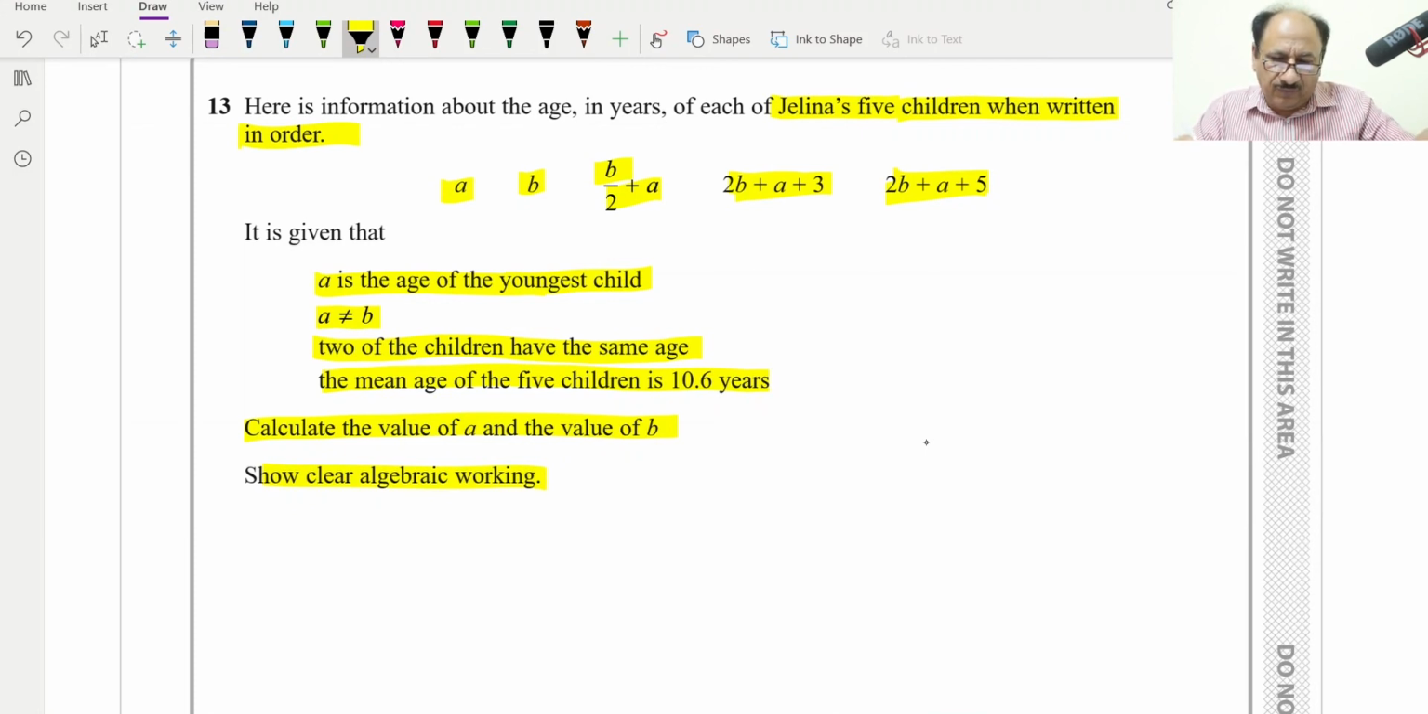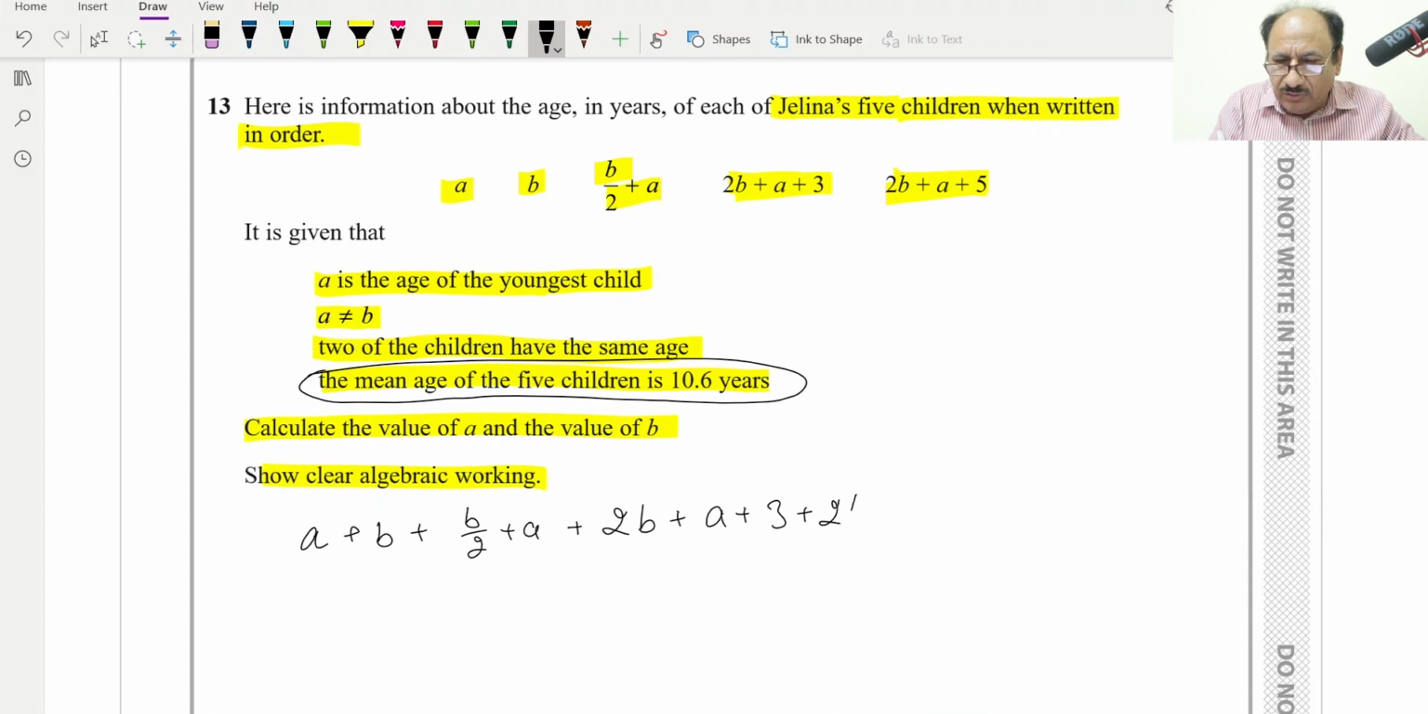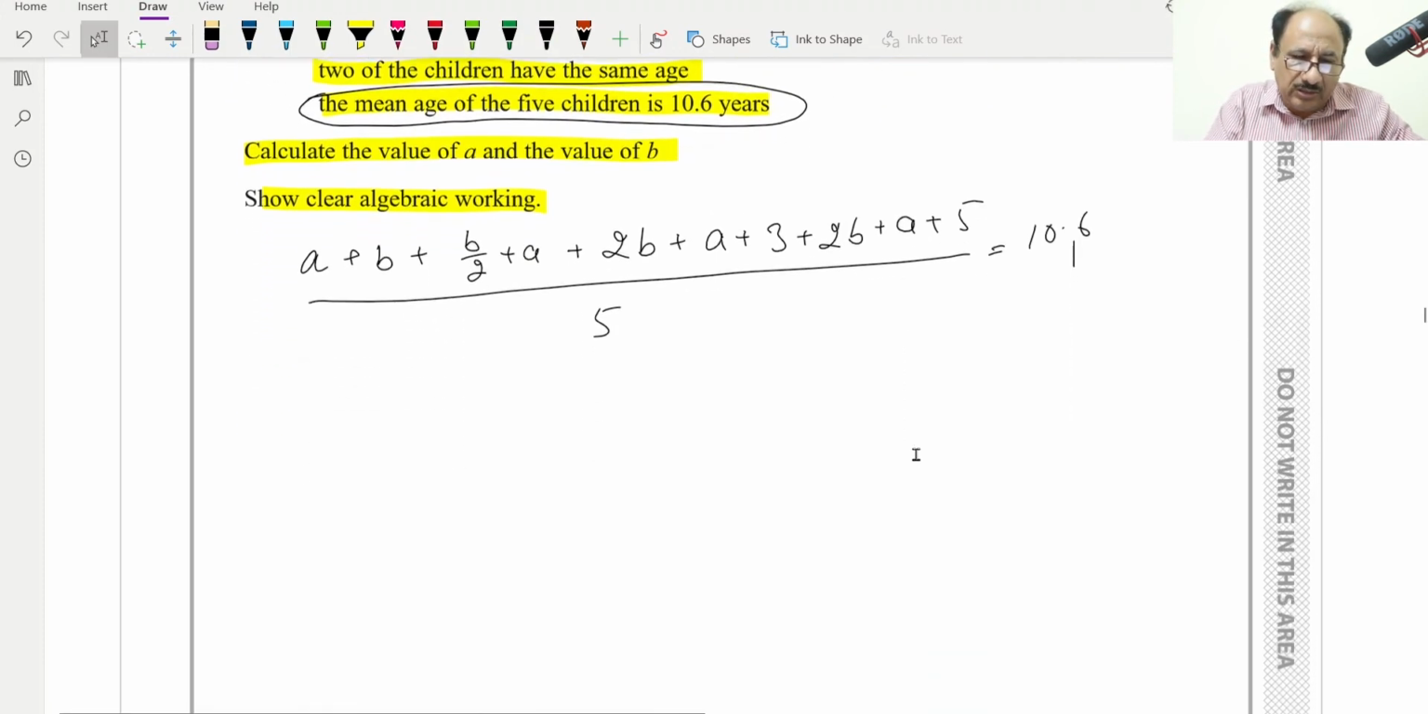Now mean, first of all we will focus on this statement that the mean age of 5 children is 10.6. So we will add them and divide by 5. So it will be A plus B by 2 plus A plus 2B, we are adding all ages, plus 3 plus 2B plus A plus 5, divided by 5 is equal to 10.6. And now we can shift 10.6 to the other side, and we can combine A, 1, 2, 3 and 4A.